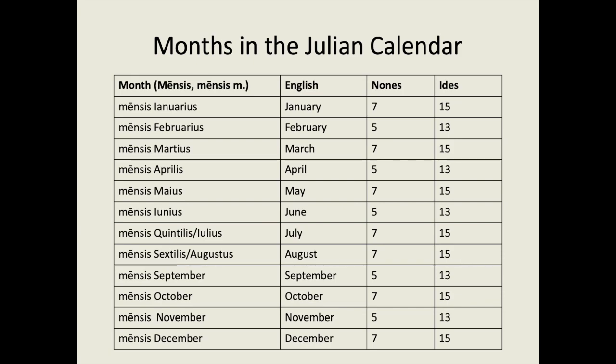The final two columns also show where the nones and ides are for each of these months. For months with a length of 31 days, the nones is the 7th day of the month and the ides is the 15th day of the month. For all other months, the nones is the 5th day of the month and the ides is the 13th day of the month. The ides is always 8 days after the nones of a month.